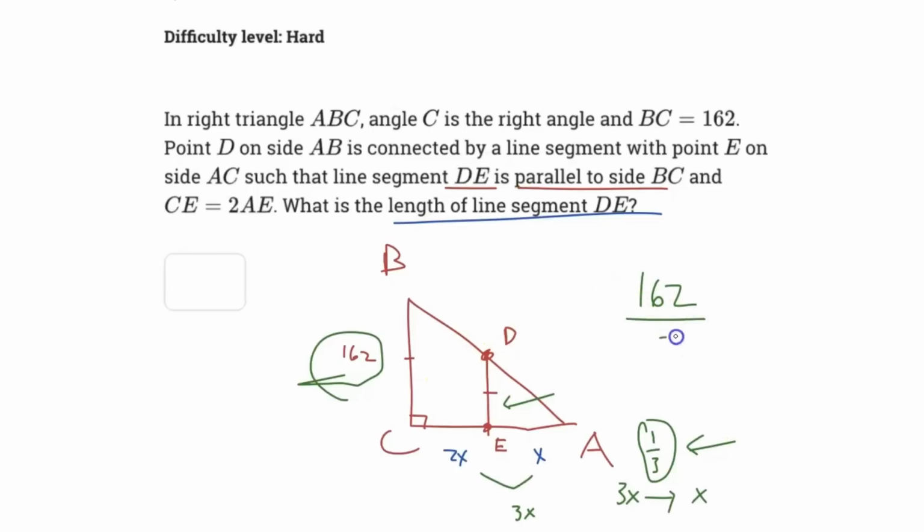So we can just divide this by 3. That's the same thing as multiplying by 1/3. And 162 divided by 3 gives us a value of 54. And therefore 54 is our final answer for the length of line segment DE.